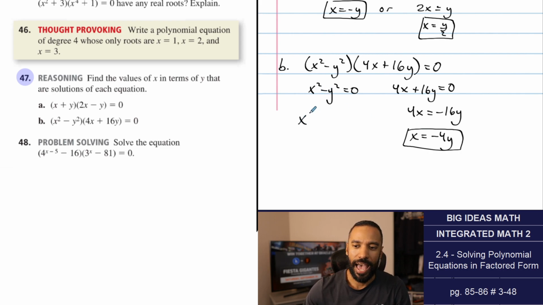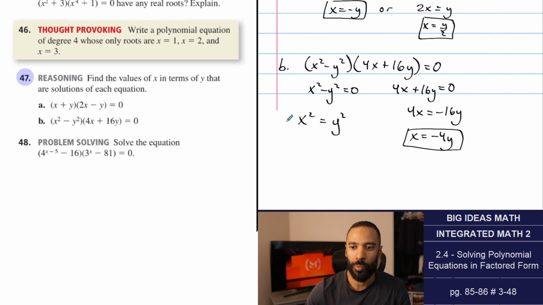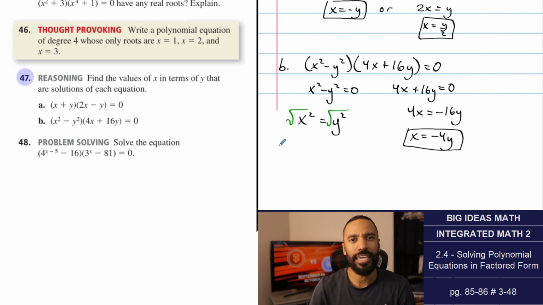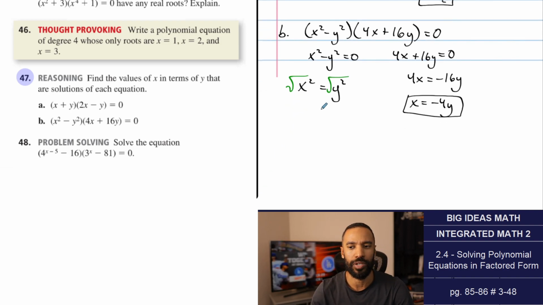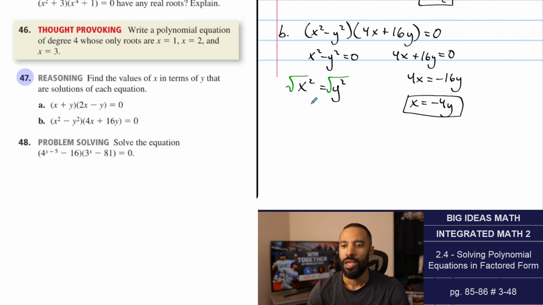On this one, I can add y squared over like this. And then I take the square root of both sides. That actually is what gets me to solve for x. Yeah, I guess in IM1 you did square roots. I'm just thinking that this book didn't really do it, and we're going to solve using square roots later. But you get here and you get x equals.